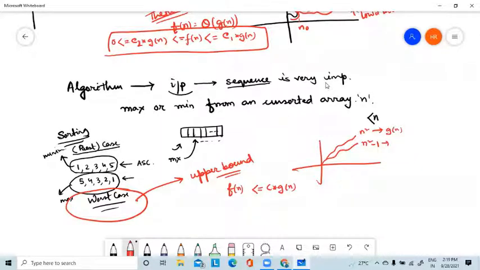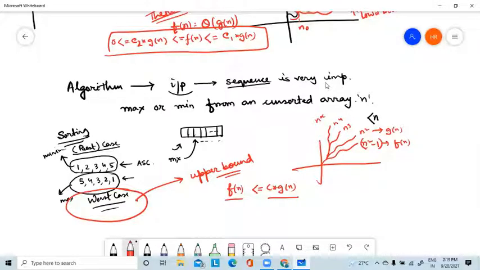Okay. And this is the Fn. Clear? Now this n square minus 1 is also less than n cube, also less than n to the power 4, also less than n to the power infinity. Logic clear? I am telling that Fn will be less than C into Gn. Now if the function is n square minus 1, obviously this is less than n square. Again, it is also less than n cube.